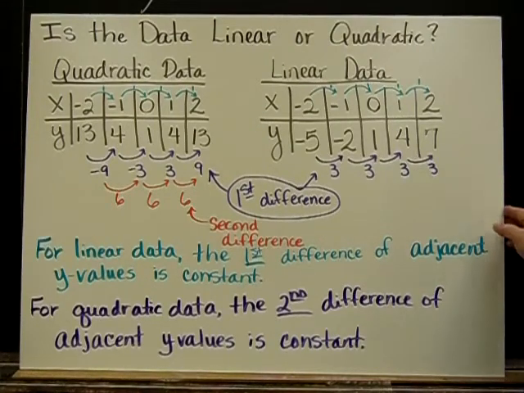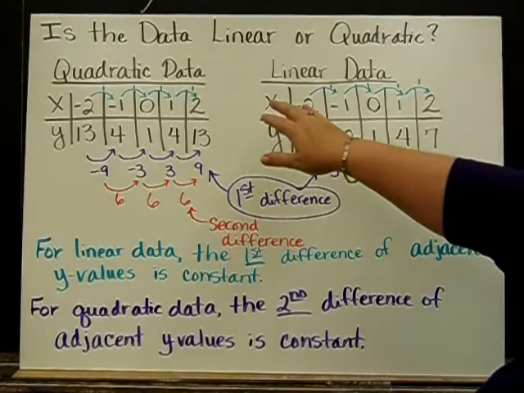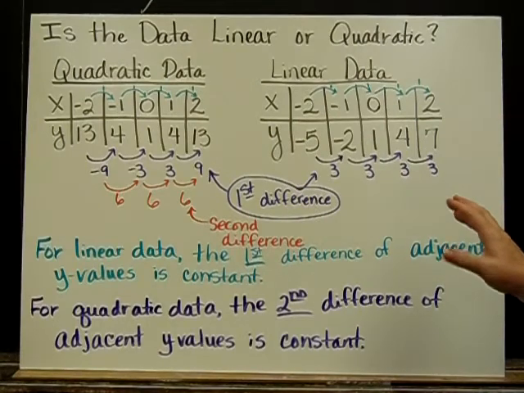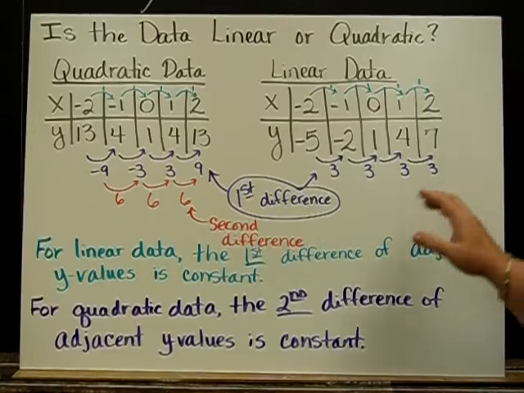In this video we're going to be looking at, is the data linear or quadratic? Sometimes when you have a table of data you can't tell for sure what kind of a graph you should make. So there are some different tests that you can do to figure that out.